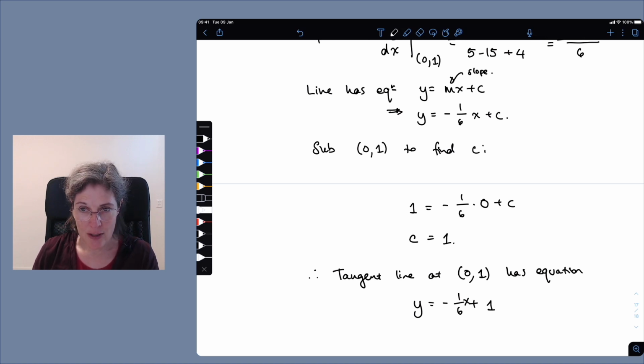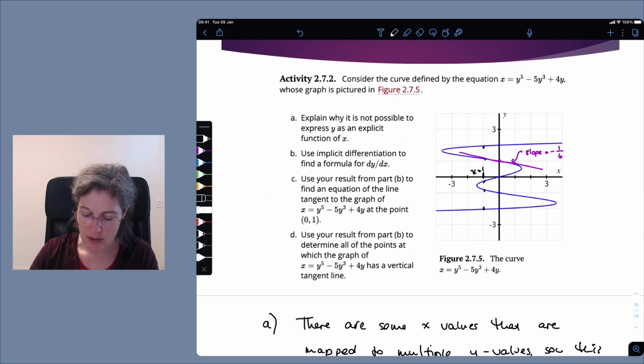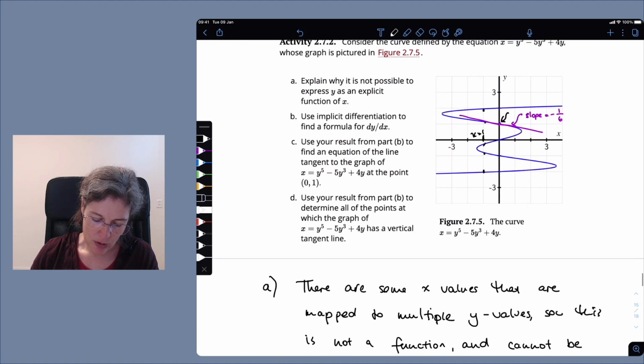Again, a quick sanity check. Did we do something stupid? Because I tend to make really silly errors. So we know that minus 1 over 6 is fine for the slope. Does plus 1 seem to be okay for the y-intercept? If we head back here, yes, it absolutely does, because we know, in fact, that our y-intercept is at y is equal to 1. Okay, so we've finished part C. We've found the equation for our tangent line. And now we just need to deal with part D, which says determine all of the points at which the graph has a vertical tangent line.